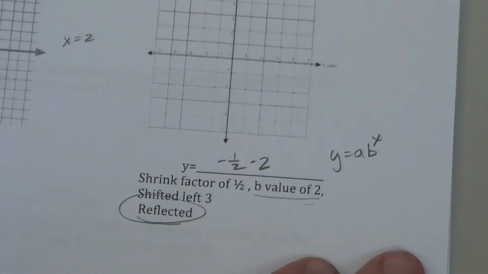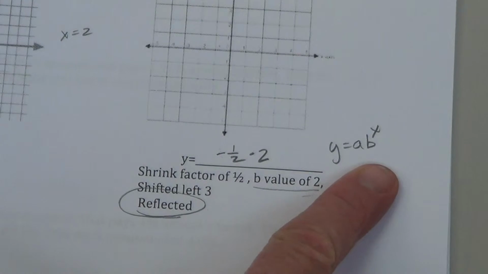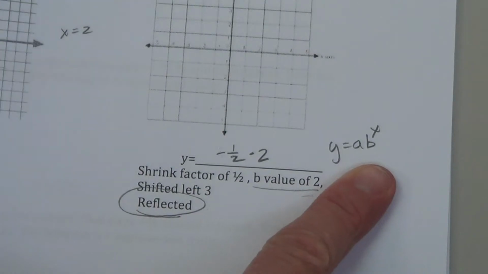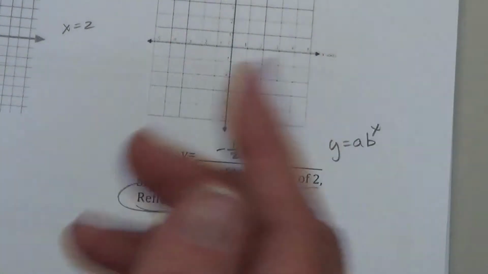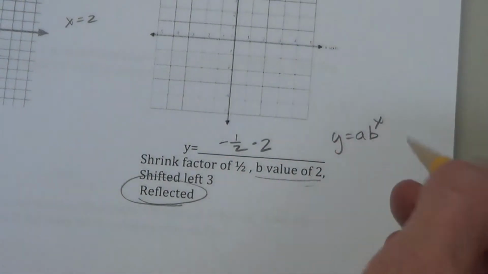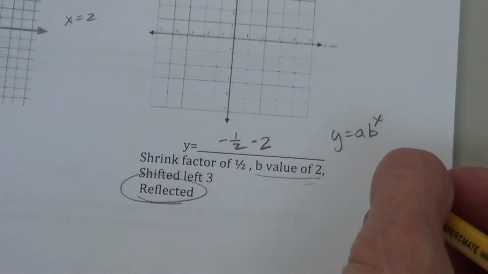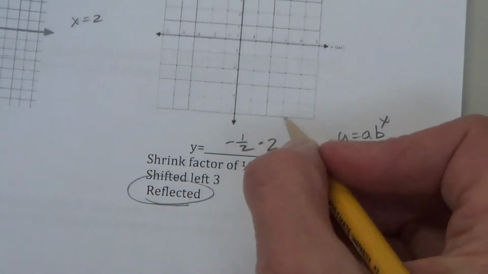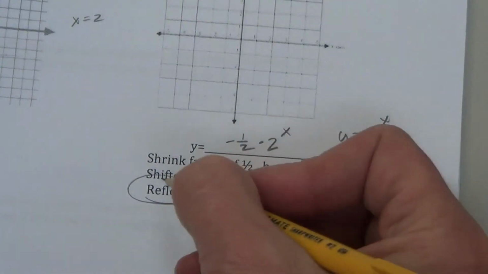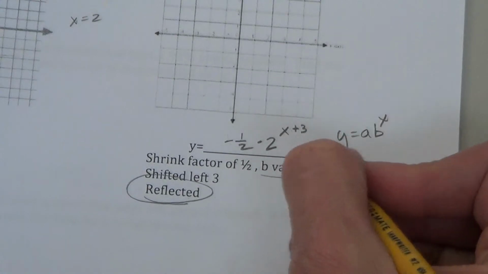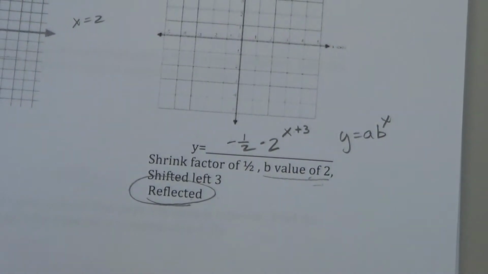These are exponential formats, and I apologize. I was just doing the mx plus b form in the Algebra 1 video, so I was thinking of the y-intercept and the k values. Okay, so shrink factor of 1/2, it's reflected. B value of 2, we have it raised to the x, and it shifted 3 to the left, so that would be a plus 3. We don't have a k value, evidently.